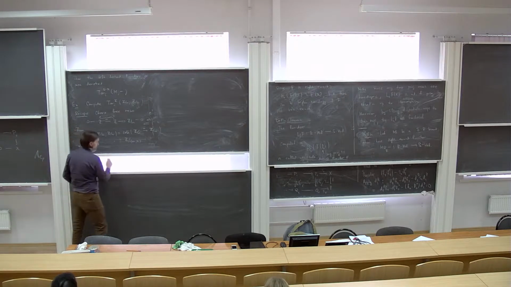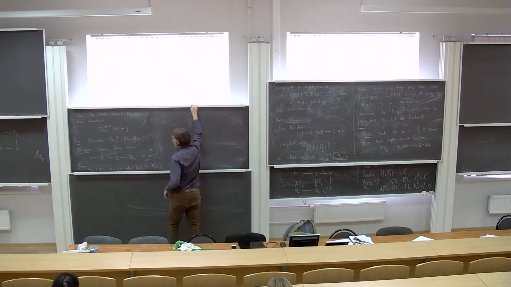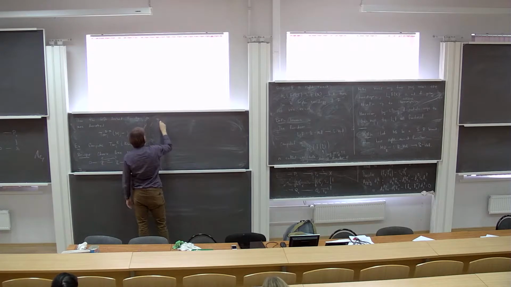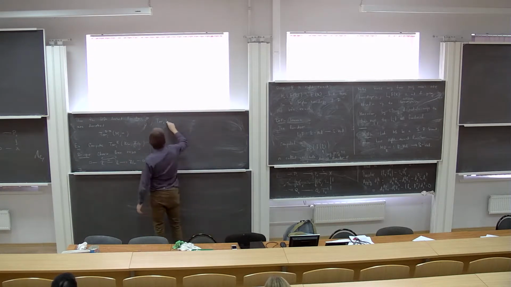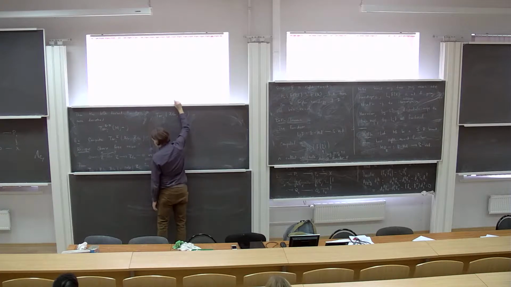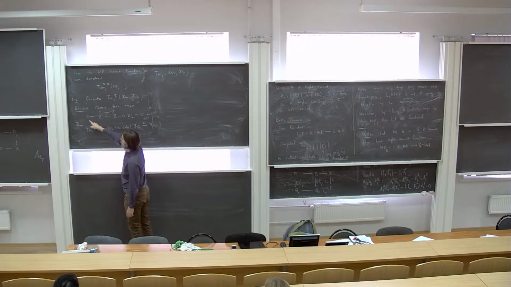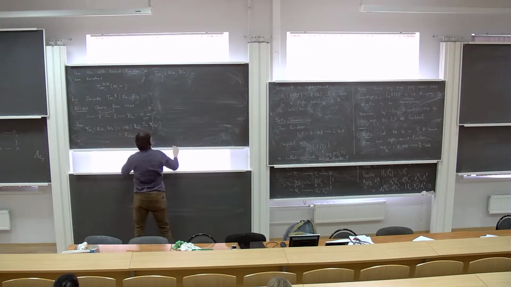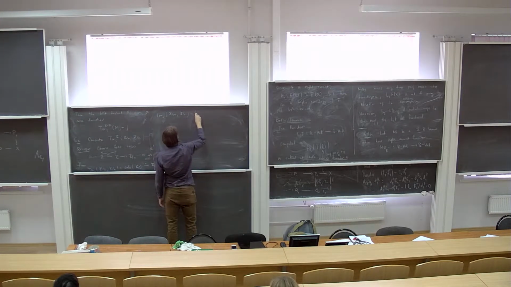And what is Tor_1 in this case? Well, I tensor these two terms and I take kernel modulo image. The image is 0, so I just have the kernel. So this is the kernel of this map.